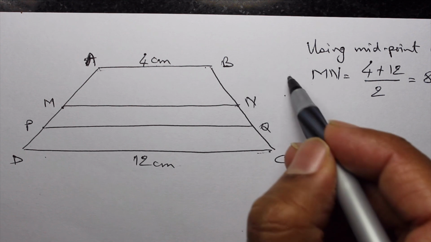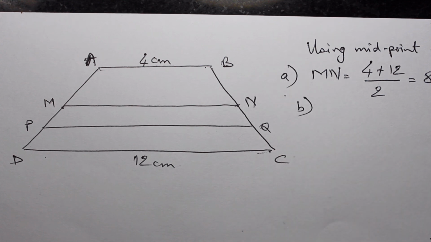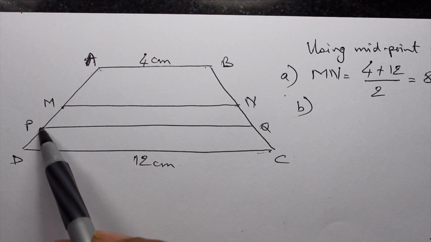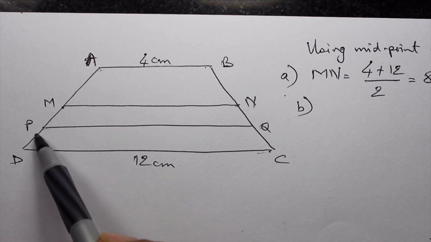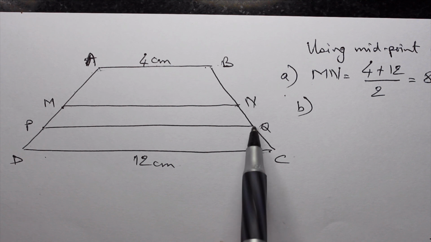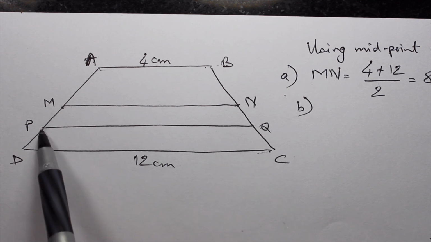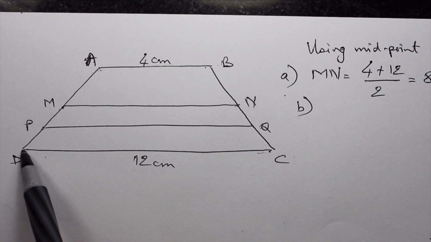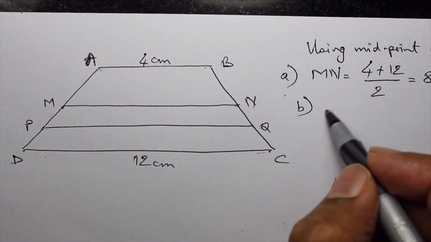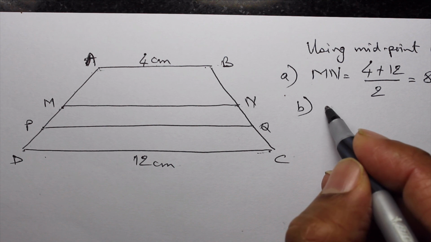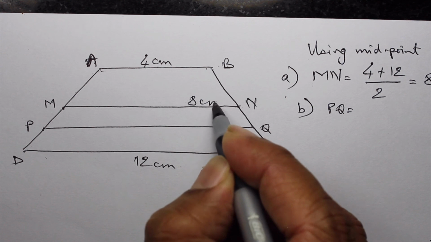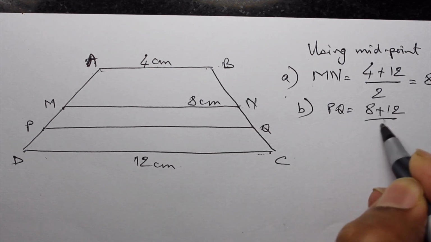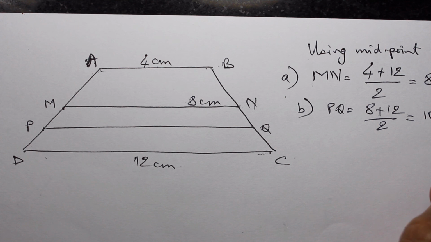In the second part of this question, we have AP to PD is 3:1. So this part is 3 and this is 1. Similarly BQ to QC is 3 to 1. So P and Q are midpoints of MD and NC. Just extending the midpoint theorem a little bit further, PQ would be (8 plus 12) by 2, and hence it is 10 centimeters.